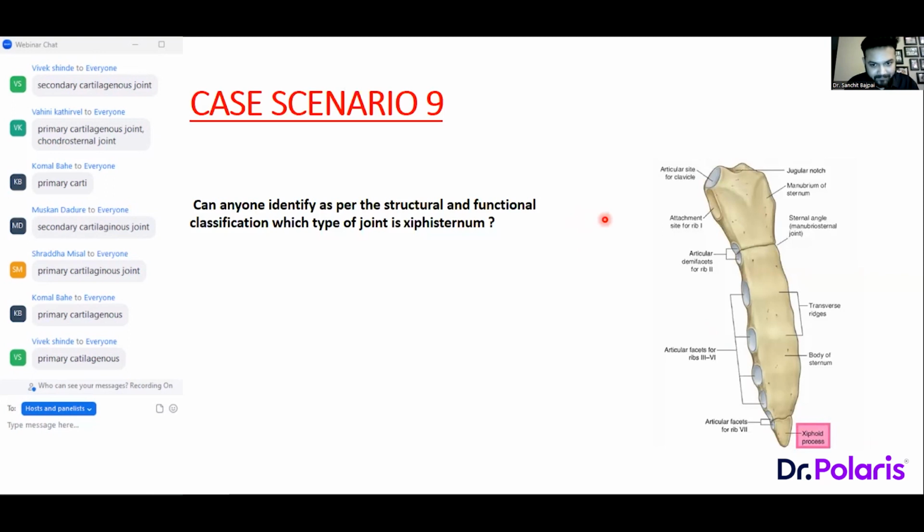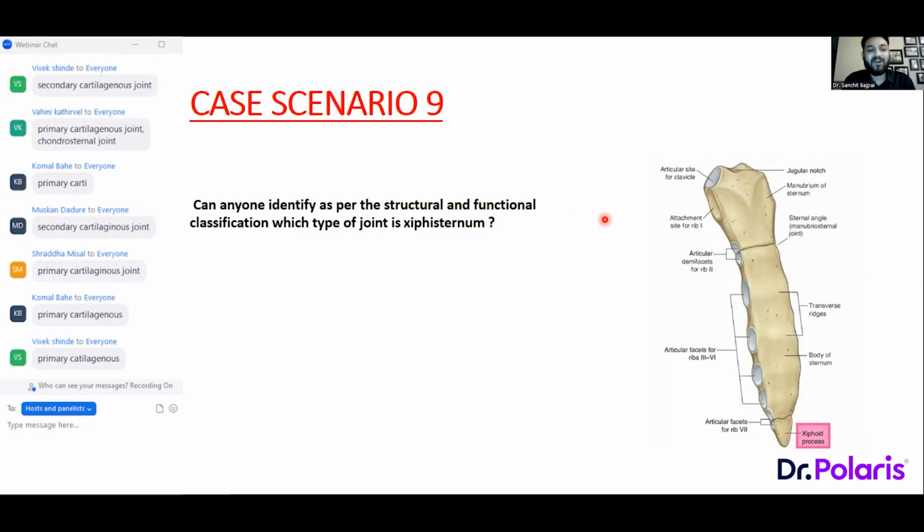Hi, Shraddha. Hello, sir. Where are you from? I'm from GMC Nagpur. Very nice. You answered already, yes. Okay. Sir, there are so many students that I get confused with names. I'm very poor with names.